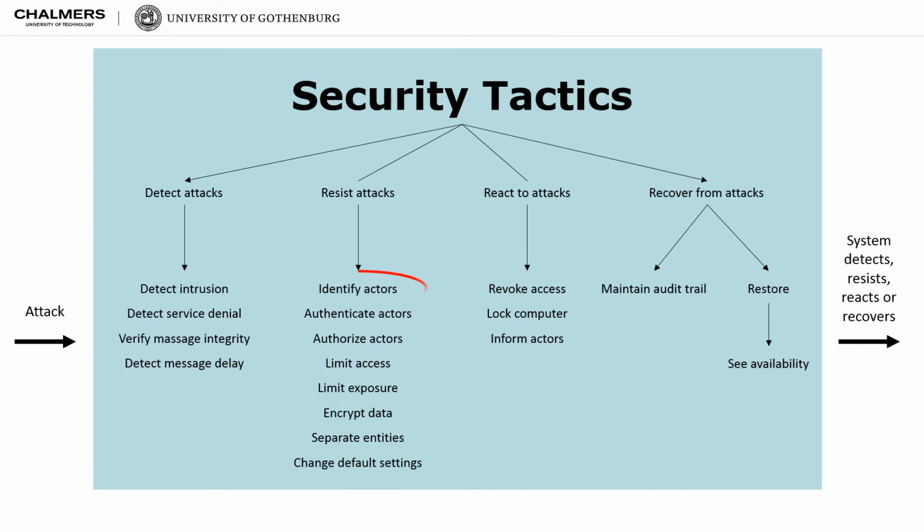As an example tactic, identify actors is about identifying the source of any external input to the system. Users are typically identified through user IDs. Other systems may be identified through access codes, IP addresses, and ports. Please refer to the textbook if you want to learn more about the individual tactics.